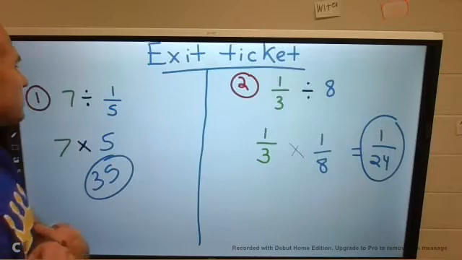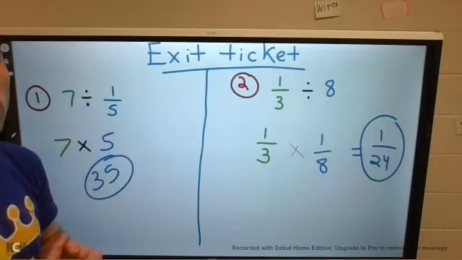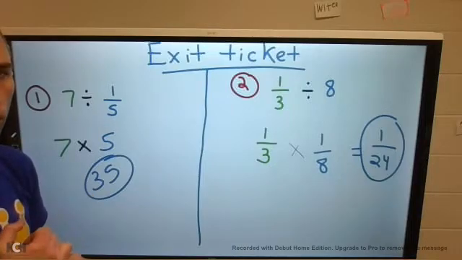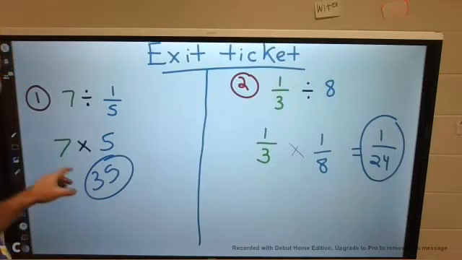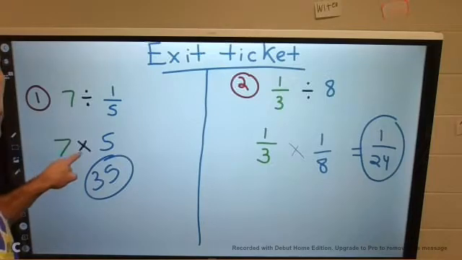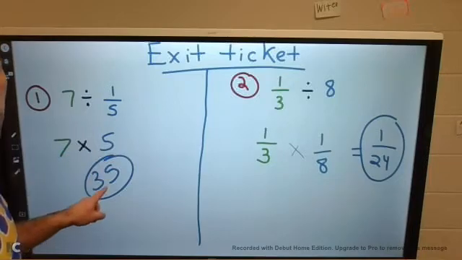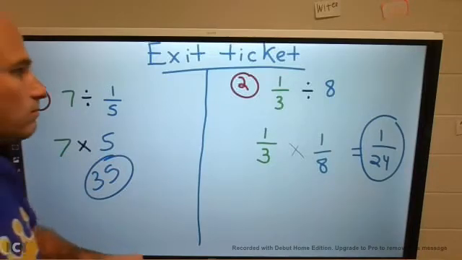Okay, so we have 7, and we're going to divide that by 1/5. So I need to do what I did yesterday, which was keep, change, flip. And I flipped it to the number 5. 7 times 5 gave me 35.